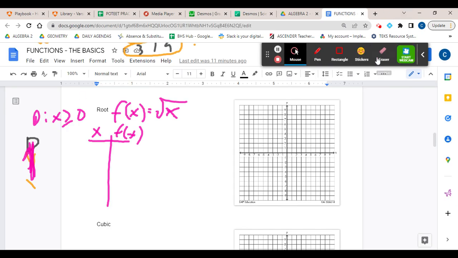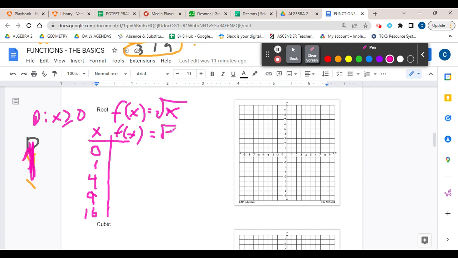So on to our table. Let's just start with 0. And let's go to 1. And I'm going to go 4, 9, and 16. I know it's a little off the grid, but I just want to get some points here without having to do a whole bunch of calculations. So x is 0. F of x is the square root of x. The square root of 0 is 0. The square root of 1 is 1. The square root of 4 is 2. The square root of 9 is 3. The square root of 16 is 4.